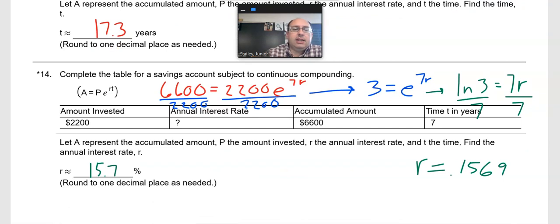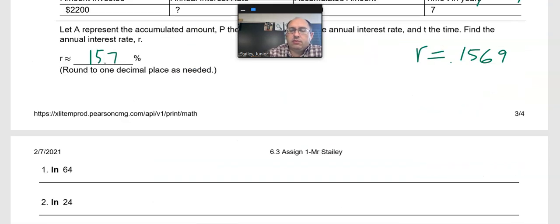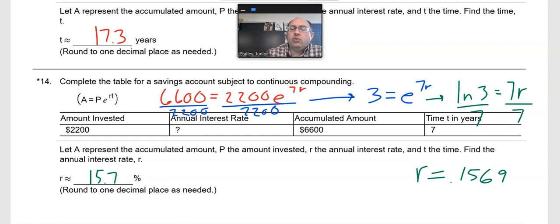Okay, 14. Let's see here. This should be the last one. Yes. Okay. So 6,600. We're starting with 2,200. So we want to know what interest rate would allow me to triple my money in 7 years. So of course we divided the 2,200 to the other side, and that gave us 3. Now that it's set up in this form, change it to its log form. The natural log of 3 equals the exponent 7r.